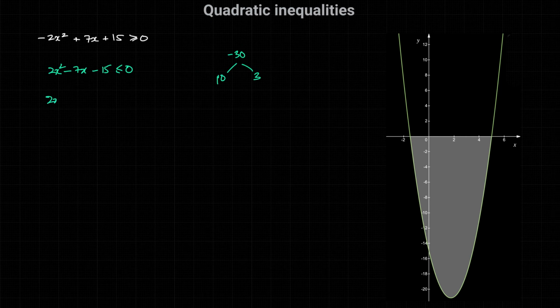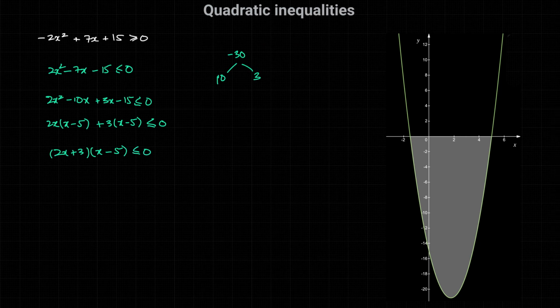So we can say 2x squared minus 10x plus 3x minus 15 is less than or equal to 0. We factor out 2x here, we get x minus 5 plus 3 times x minus 5. And this is less than or equal to 0. So what we get here is 2x plus 3 times x minus 5 is less than or equal to 0.